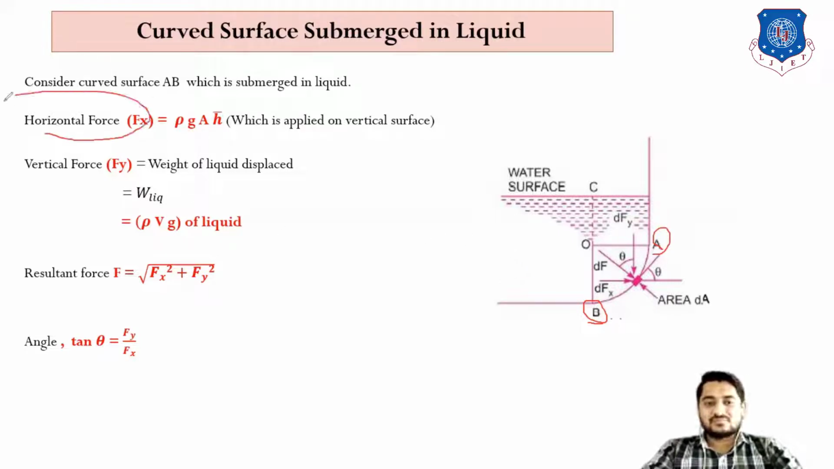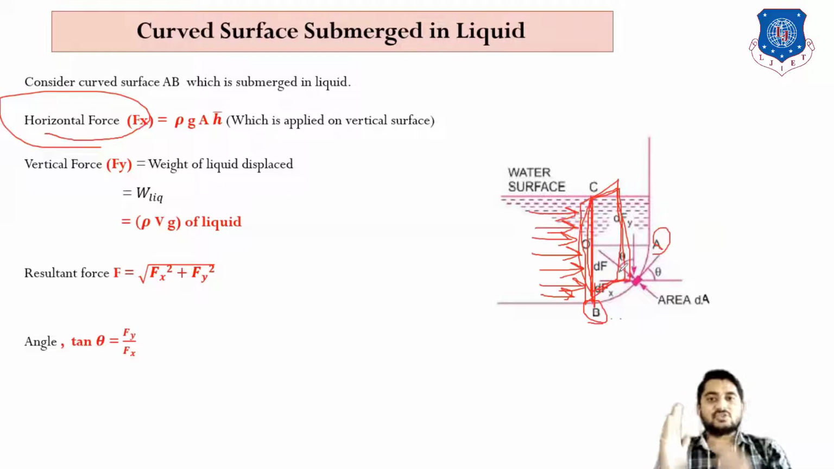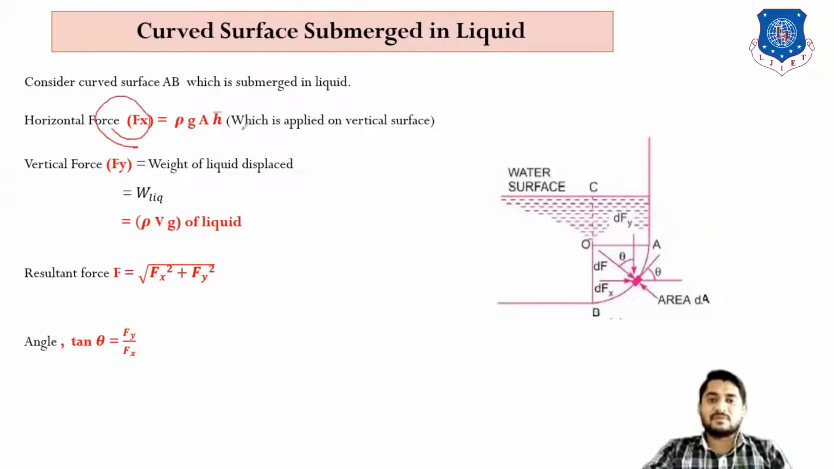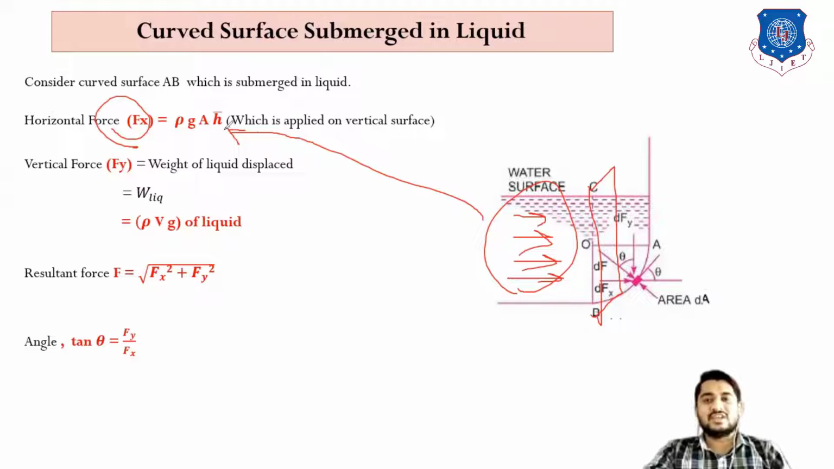In the case of horizontal forces, as shown in this sketch, horizontal forces will be applicable in this x direction. This is applicable to the vertical cross section here. Here we assume one vertical plate or vertical cross section. On this vertical cross section, total horizontal forces are acting. This is similar to a vertical plate submerged in a liquid. So in case of Fx, we simply consider the vertical plate submerged in the liquid, and all horizontal forces are applicable here. So for the horizontal force on a vertical plate, the equation is F equals rho g A h bar, which is applied on the vertical surface, right?